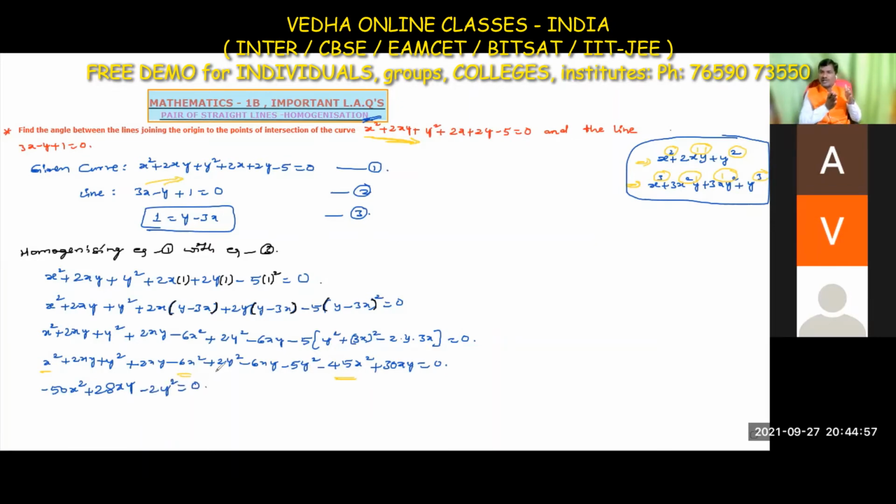Is there any possibility to take common? Minus 2 is possible. Just take minus 2 common. If you take minus 2 common, then minus 2 into 25x square. Okay, we took minus common, so plus term becomes minus 2 times 14xy as it is. Minus 2, we took common, so here plus y square is equal to 0. Now 25x square minus 14xy plus y square is equal to 0 divided by minus 2.